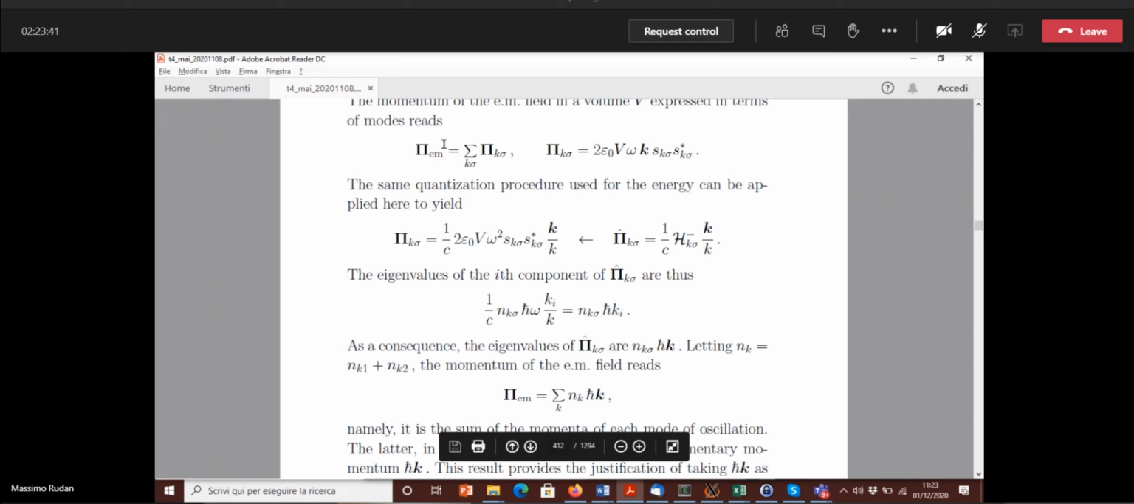So capital pi is the total momentum of the electromagnetic field in the box, is equal to the sum, as it is intuitive, of the momenta of the individual modes of oscillation, okay? How do we define the momentum of the electromagnetic field? Let me open a parenthesis.